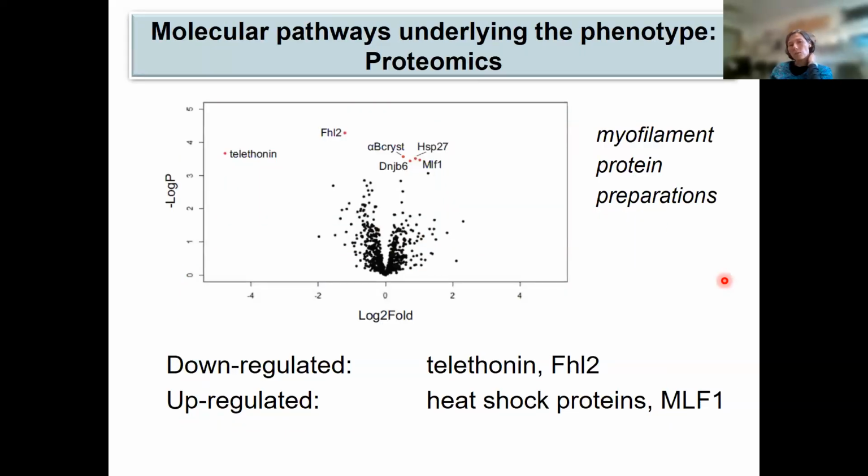And this is why we went on to do a proteomics experiment using the myofilament protein fractions, where titin and actin and myosin and associated proteins are. And again, we got very few hits, only 6, but these hits proved incredibly informative, and they basically helped us to develop a disease mechanism in these mice. The 2 downregulated proteins were telethonin and four-and-a-half LIM domains 2. And upregulated were 3 heat shock proteins and a protein called MLF1, which again is a stress-induced protein.